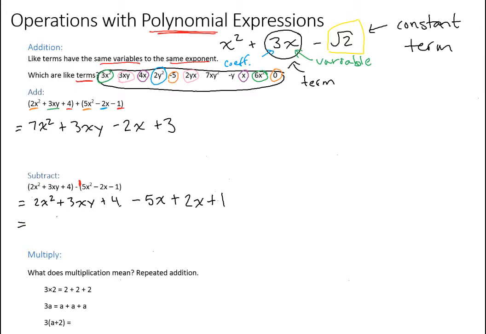Okay, now we can collect our like terms just like before. I forgot a squared. There we go. Okay, so we have like terms here. 2 minus 5, negative 3, x squared. The xy term doesn't have any like terms. The 2x doesn't have any like terms. And we have 4 plus 1 is 5. So notice we got a different answer when we subtracted the polynomials instead of adding the polynomials.